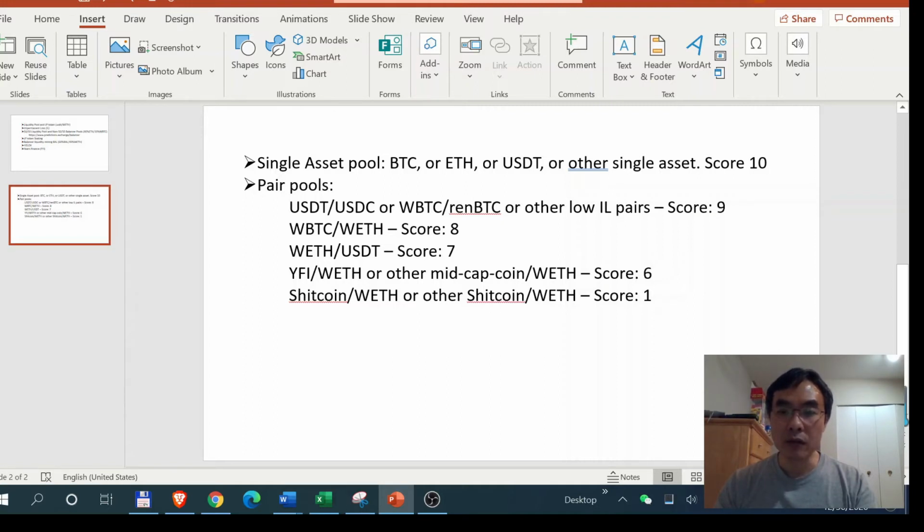Their impermanent loss is 0. That's because even though the value of Bitcoin is fluctuating, if you deposit 1 Bitcoin in the DeFi project, a couple of months later it will still be 1 Bitcoin. Even if the price of Bitcoin is decreasing, you still have 1 Bitcoin, right? So relative to Bitcoin, your impermanent loss is 0. Similarly for Ether and for stablecoins, these kinds of single asset pools all have 0 impermanent loss. So I give it a score of 10.